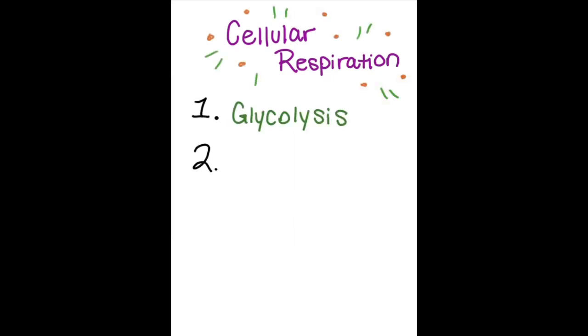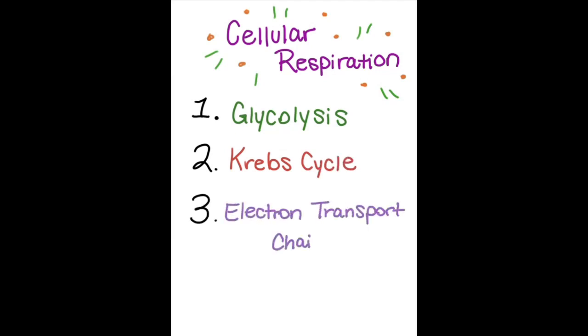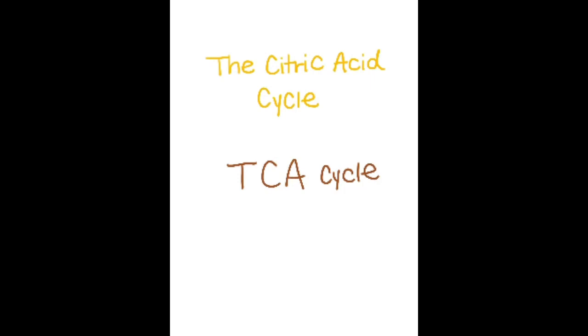Cellular respiration involves three crucial steps, the first of which being glycolysis, the second, the Krebs cycle, and the third, the electron transport chain. For our purposes, we'll be focusing on the Krebs cycle, also referred to as the citric acid cycle or the TCA cycle.